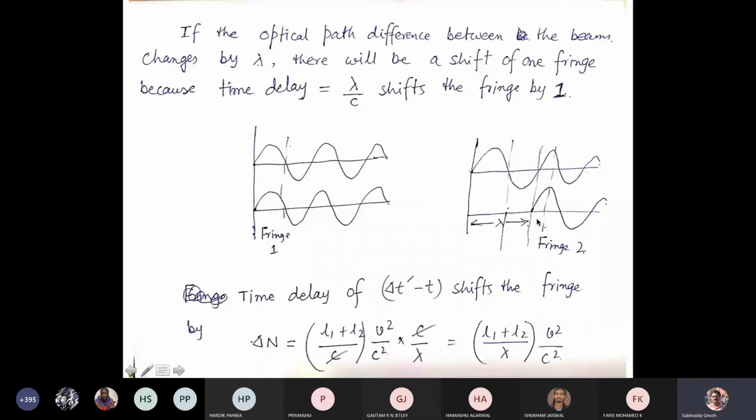Okay. So here you can see that this originates from here. So there is a full lambda difference between the two waves, at the starting point. Okay. So therefore, what I will get is the fringe shifted by 1. If it had started from here, the first illumination would have been right here. Instead, the first illumination I am getting here. Do you understand?